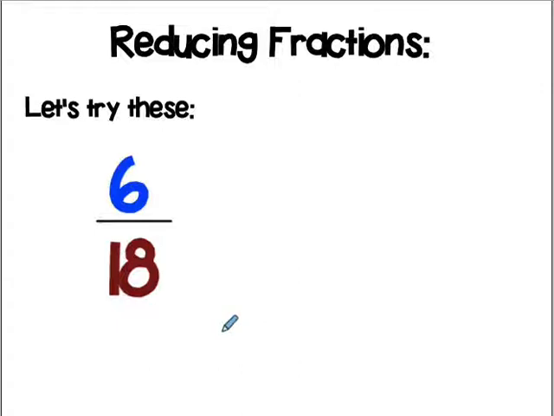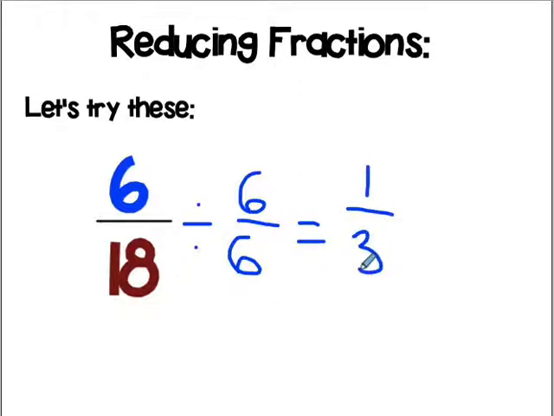Let's practice. 6 over 18. Now remember, the first tip is check. Does the top fit into the bottom perfectly? Does 6 fit into 18 perfectly? Yes. So what I'm going to do is divide by 6 over 6, because 6 divided by 6 is 1, and 18 divided by 6 is perfectly 3. So my reduced fraction is 1/3.